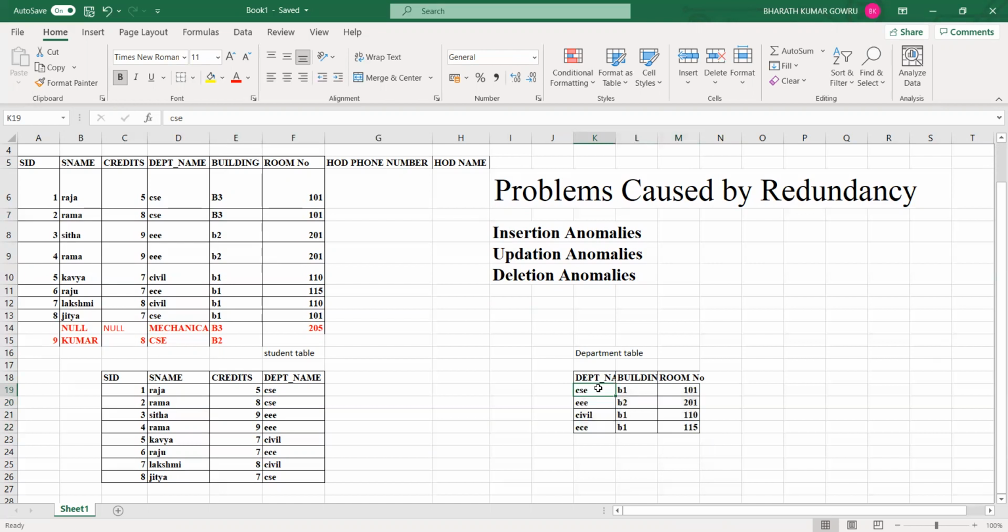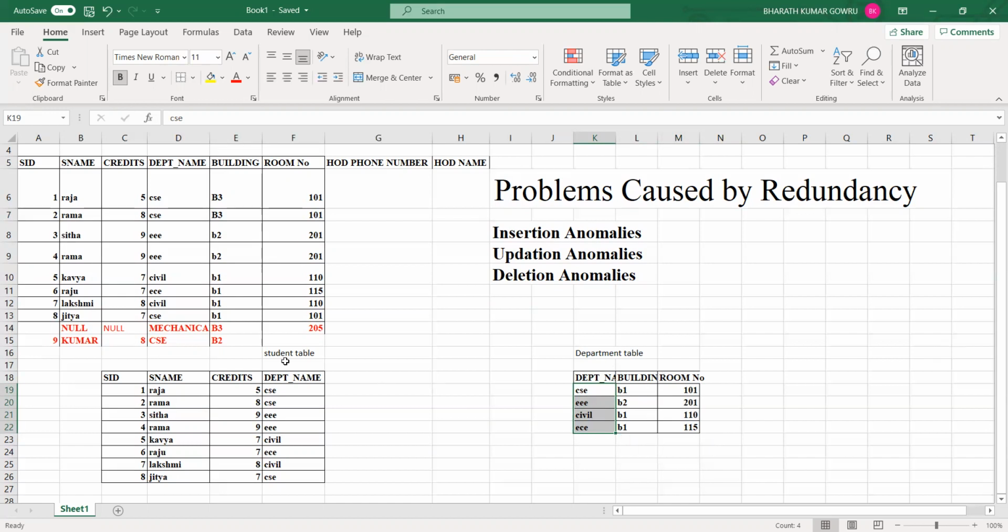Here we will not repeat them; we consider each only one time: CSC, ECE, EEE, civil. Here we will also consider the building names and the room numbers. This is the department table.